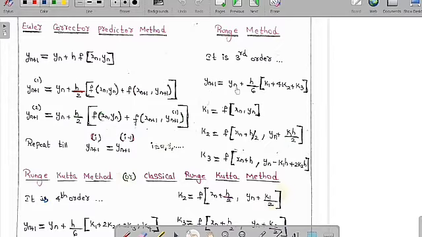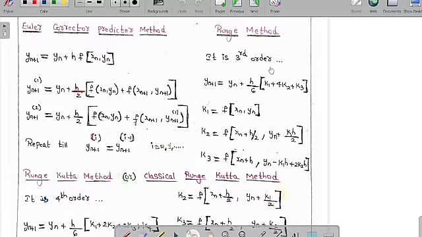So y of n plus 1 is equal to yn plus h by 6 into k1 plus 4k2 plus k3, where k1 is equal to f of xn comma yn, whereas k2 is equal to f of xn plus h by 2 comma yn plus k1 into h by 2, and similarly k3 is equal to f of xn plus h comma yn minus k1h plus 2k2h. So with the help of these, you get the exact values of k1, k2, k3, substitute here, and simplify to get the value of y of n plus 1 for a particular value of x of n plus 1.